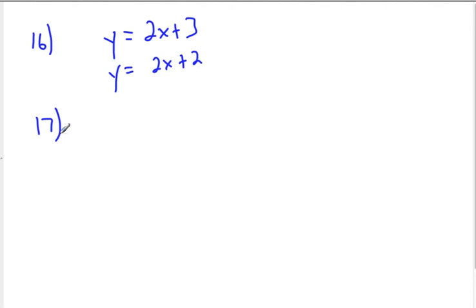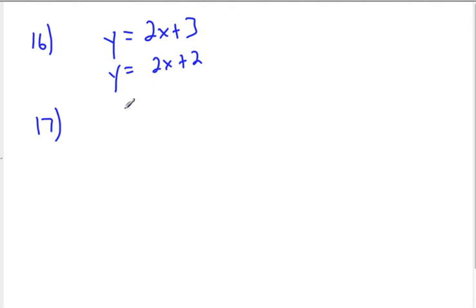Alright, moving along. On to number 16. Write a system of two linear equations that has no solution. Well, y equals 2x plus 3 and y equals 2x plus 2, because they have the same slope, so they will never intersect. That means no solution.